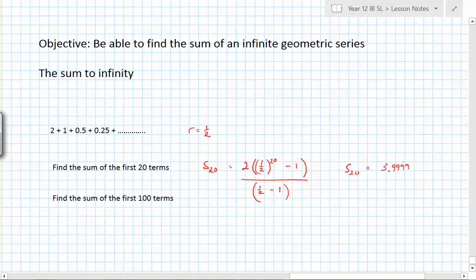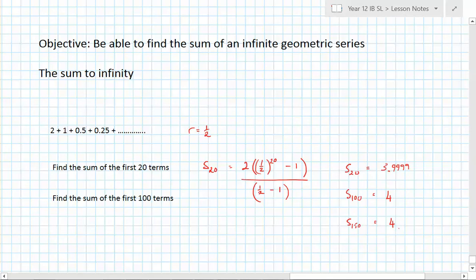Alright. What is the sum of 100? 4. Does that mean it's exactly 4? What would you predict the sum of 150 terms would be? 4. But how can that be possible, if I'm adding and I'm getting the same answer?